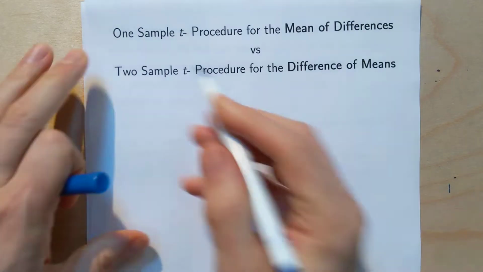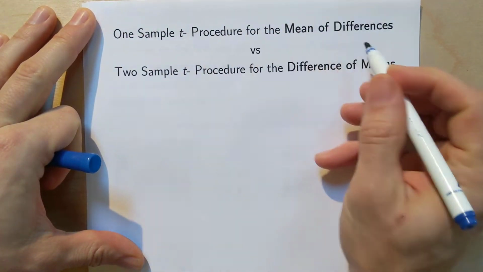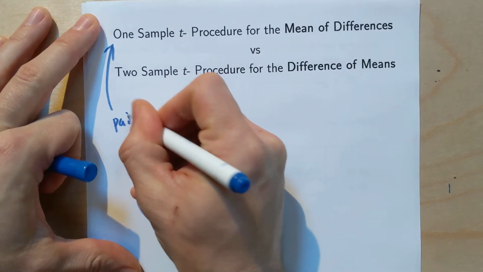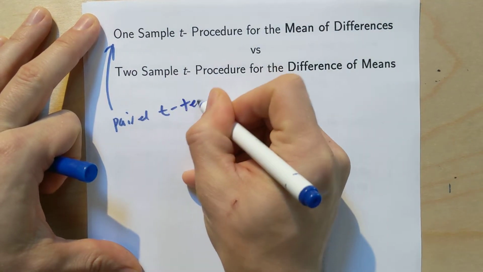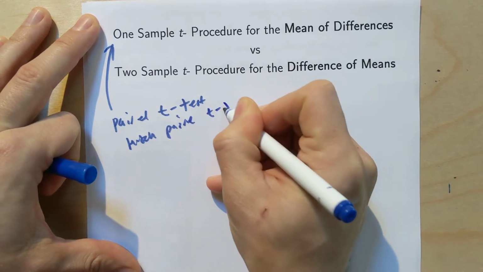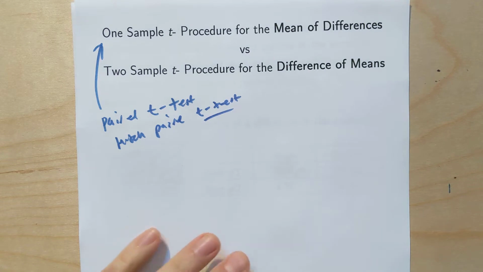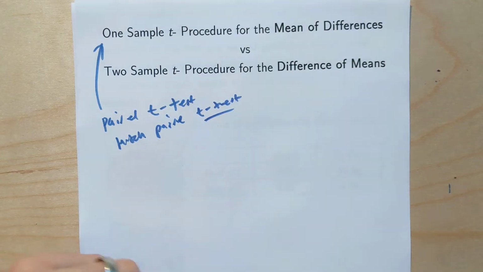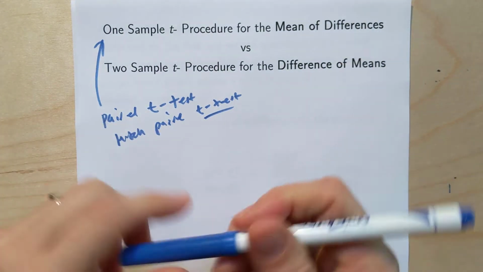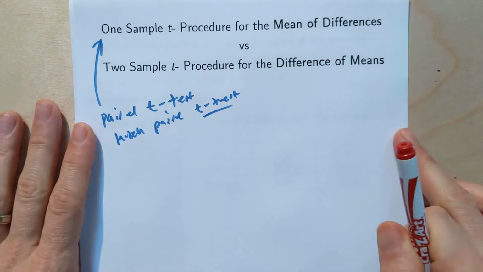And the key, another name for this first test, which makes it easier to distinguish, is that a one-sample T procedure for the mean of differences is sometimes called a paired T test, or a matched pairs T test. And this should be reminiscent of a type of experimental design that we had talked about previously in our course, when we were talking about how we collect data where we have individuals paired, or sometimes the same individual paired with themselves, and we collect data twice from them, and we compare the differences in those results.